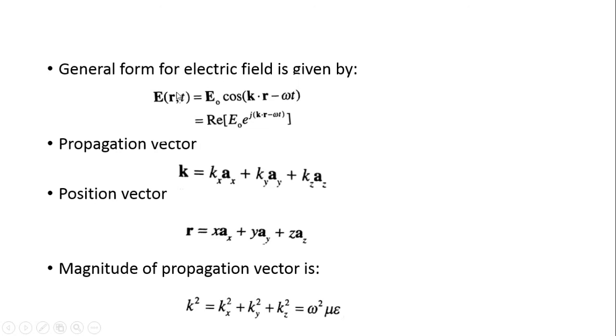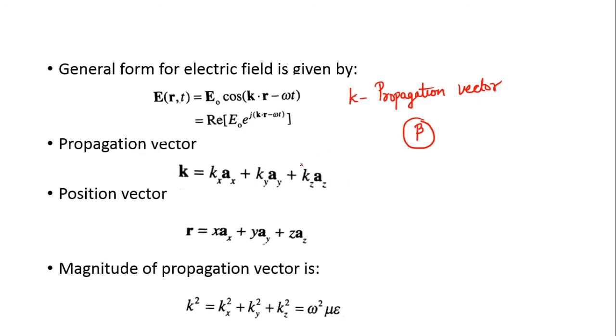The general form for the electric field is given by E(R,T) equal to E naught cos(K dot R minus omega T). Here K and R are two vectors, and K is the propagation vector. In the last case, in normal incidence, we took it as beta. So you can take K as something very similar to beta.